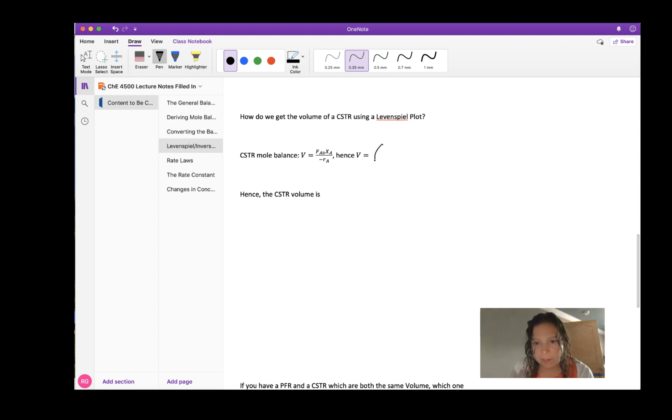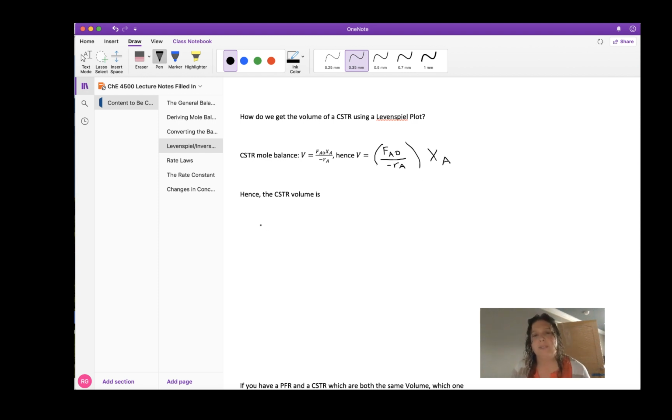So I'm going to do that. Basically, I'm just going to group terms. So over here, I would have FA naught divided by minus rA, because that's the way it's grouped on the Levenspiel plot, and then times XA.